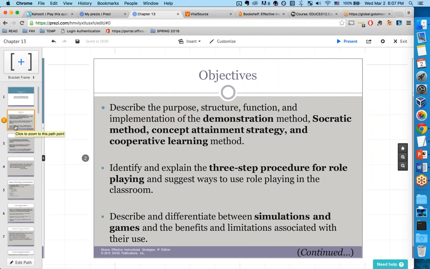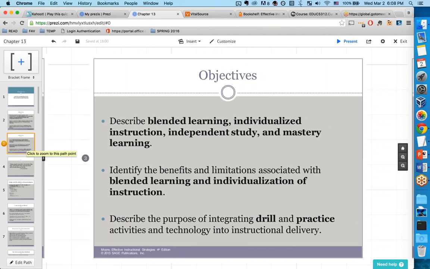So what are our objectives? We're going to take a look at different methods such as demonstration method, Socratic method, concept attainment strategy, cooperative learning methods. We're going to take a look at role playing, and also the description, or let's say the difference between simulations and games and their advantages and limitations. We'll take a look at blended learning, individualized instruction, independent study, and mastery learning. So a part of this will also talk about drill and practice.